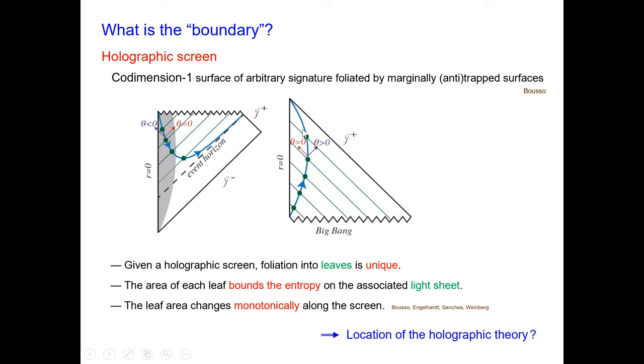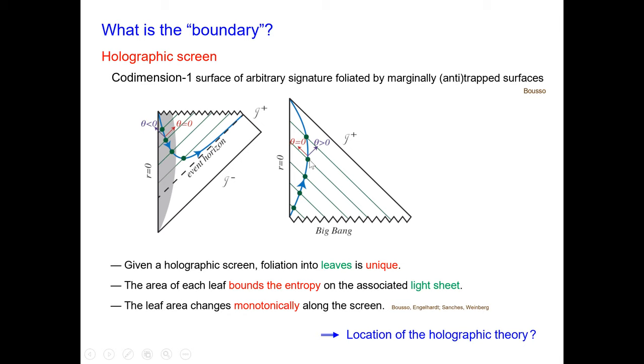And the interesting thing is that because this is a marginally anti-trapped surface, the expansion is zero in one direction, and in the other direction, in a cosmological case, it is positive. So let's focus on the positive case. It could be negative, yeah? And that's called a future holographic screen, this is a plus holographic screen. But anyway, this is a marginally anti-trapped surface.